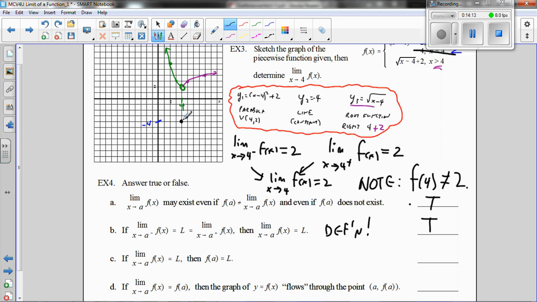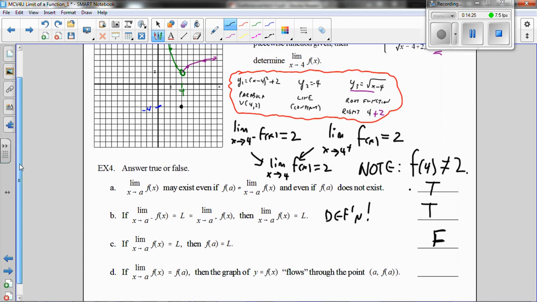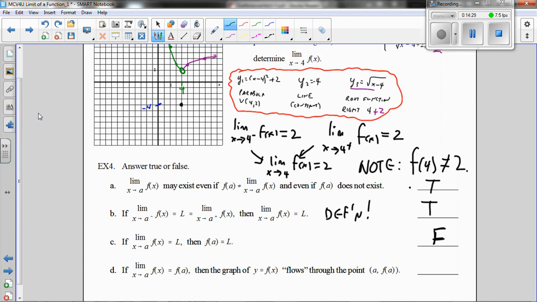No, because we saw that in this example, right? In this example, the function value was equal to -4, but the limit was equal to 2. So this is a big F. F for false, F for fail. It doesn't work. All right, so let's see another true false.